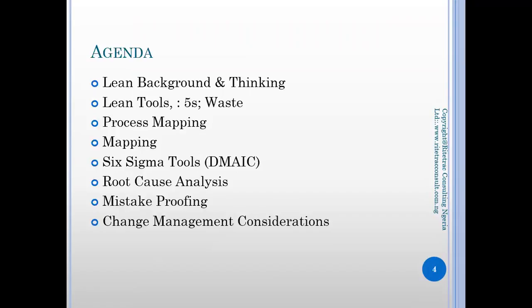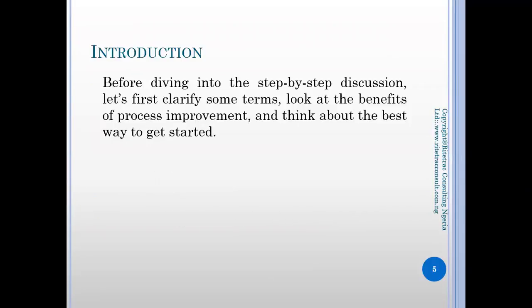We're also going to talk a little about root cause analysis and what it does for an organization, and mistake proofing. Once you have identified the root causes of why your process is not working the right way, you mistake proof to make sure you don't go back to the earlier state. Then change management considerations, because process improvement is all about change management, and it involves people. When I say people, it involves the whole organization.